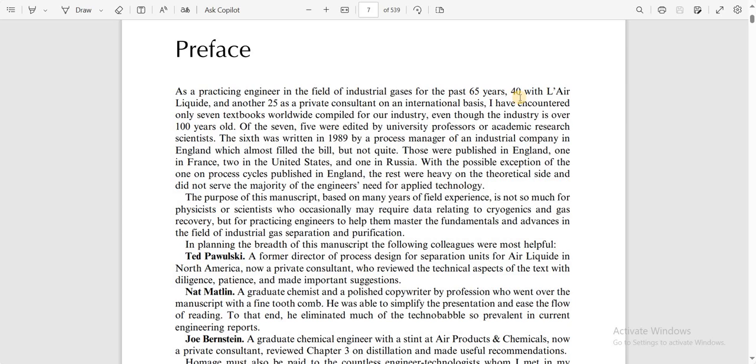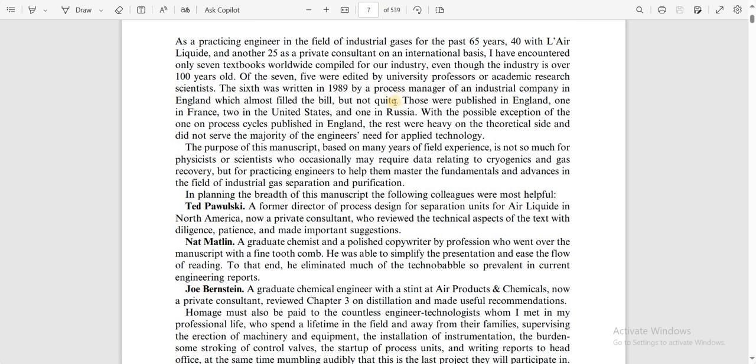As a practicing engineer in the field of industrial gases for the past 65 years, 40 with L'Air Liquide and another 25 as a private consultant, on an international basis I have encountered only 7 textbooks worldwide compiled for our industry. Even though the industry is over 100 years old, of the 7, 5 were edited by university professors or academic research scientists. The 6th was written in 1989 by the process manager of an industrial company in England, which almost filled the bill but not quite. Those were published in England, 1 in France, 2 in the United States, 1 in Russia, with the possible exception of 1 on process cycles established in England.